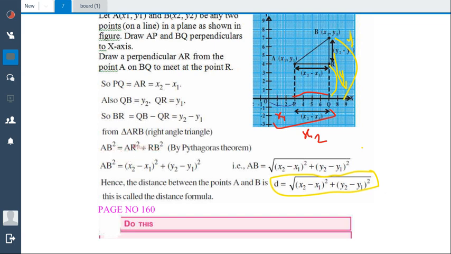AB square is equal to AR square plus RB square. AB is the hypotenuse of the right angle triangle. AR is nothing but x2 minus x1 whole square plus RB is nothing but y2 minus y1 whole square. Square comes to the other side as a root. So that is the reason AB is equal to square root of x2 minus x1 whole square plus y2 minus y1 whole square. This is the distance between 2 points formula. From this I have given some more formulas.